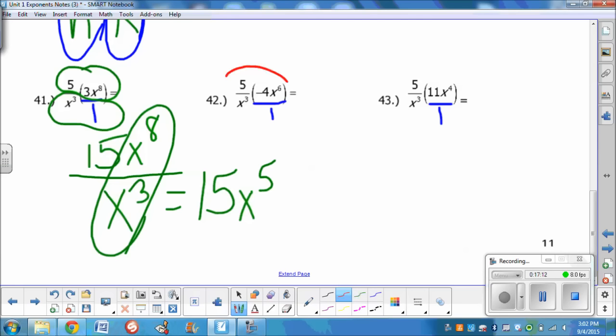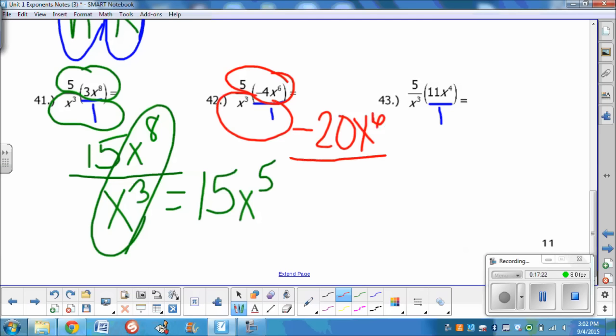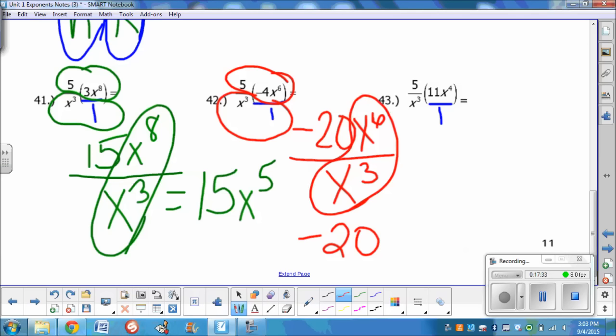Next one, do the same thing. Multiply across, negative 20x to the 6th, multiply the denominators, x to the 3rd, now simplify. Negative 20, we've got like bases with the x's, and we're dividing, so subtract. 6 minus 3 is 3.